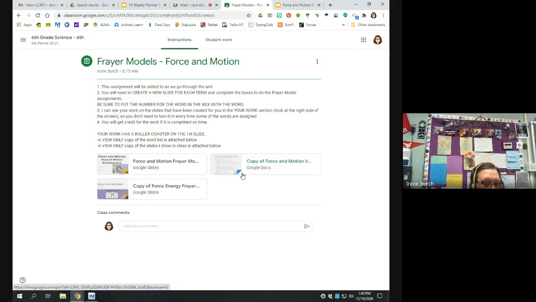The other thing you'll see connected to the bottom of this is a view-only copy of the word list in case you lose it. It's already here. Your version that you can type on has a roller coaster on it. It should be up here on the right-hand side of your screen. Remember, my screen looks different than yours. It should be in the Your Work section.